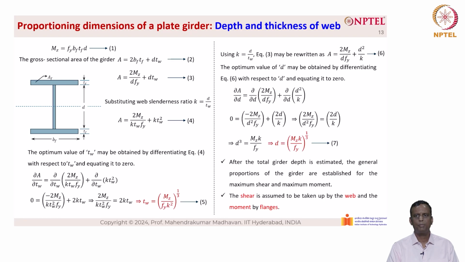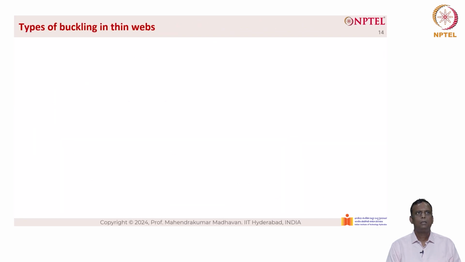The shear is assumed to be taken up by the web and the moment by the flanges. Now, let us talk about the types of buckling in thin webs. Now, why did we come into thin webs? Thin webs are basically to optimize the cross-section geometry. We want the flanges to be as far apart as possible, and doing so, we increase the depth of the web. When we increase the depth of the web, the weight of the cross section increases. So we have to reduce the thickness of the web.